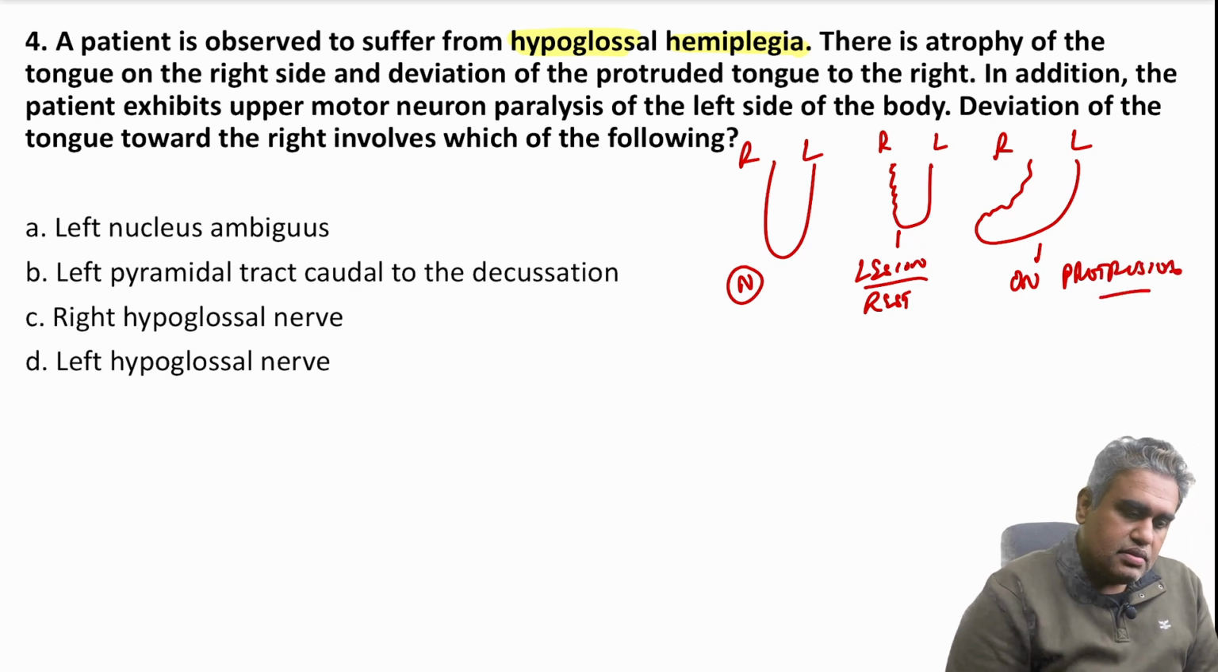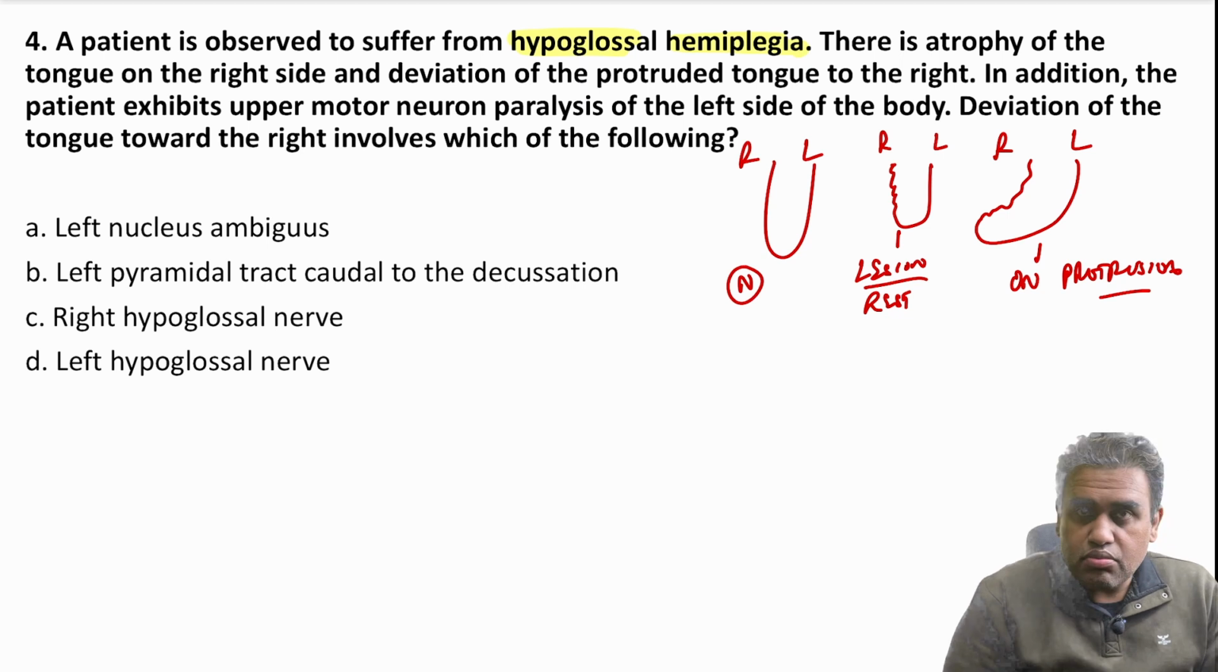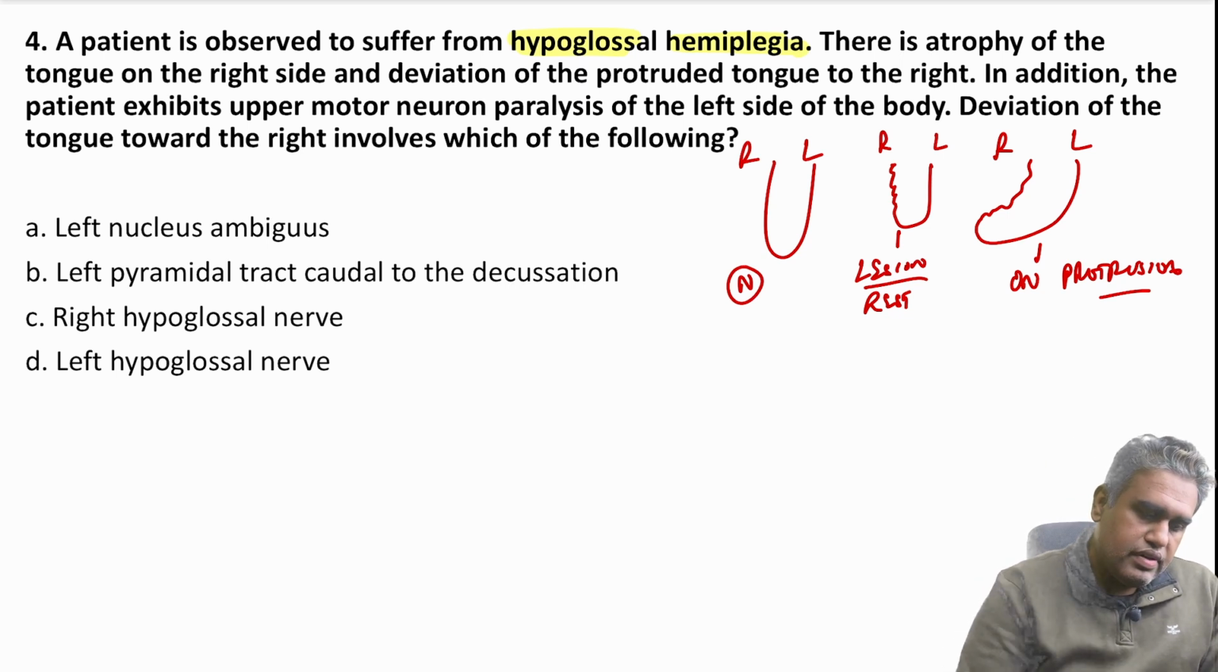In addition, the patient exhibits upper motor neuron paralysis of the left side of the body. Now, whenever the question says that there is an upper motor neuron paralysis on one side of the entire body, which tract are we referring to? We are referring to the corticospinal tract.